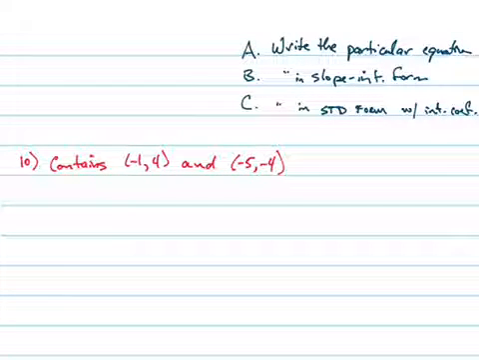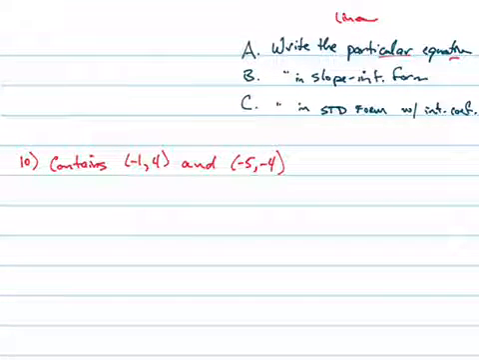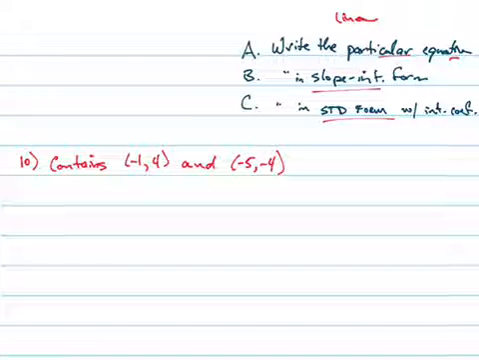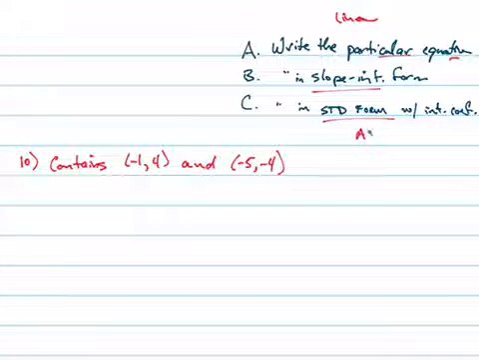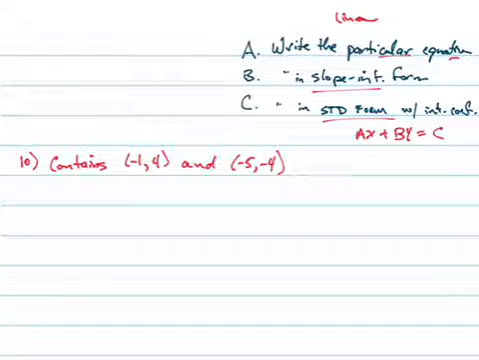So here's a problem from your Honors Algebra 2 Trig book. Lots of problems. And they're talking about writing a particular equation. These are linear equations. Write a particular equation, then write it in slope-intercept form, and then write it in standard form with integer coefficients. Standard form, remember, is ax plus by equals c, where a, b, and c are integers.